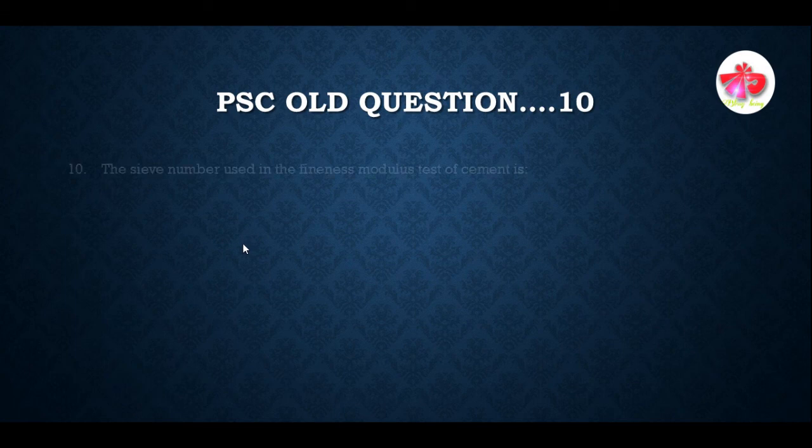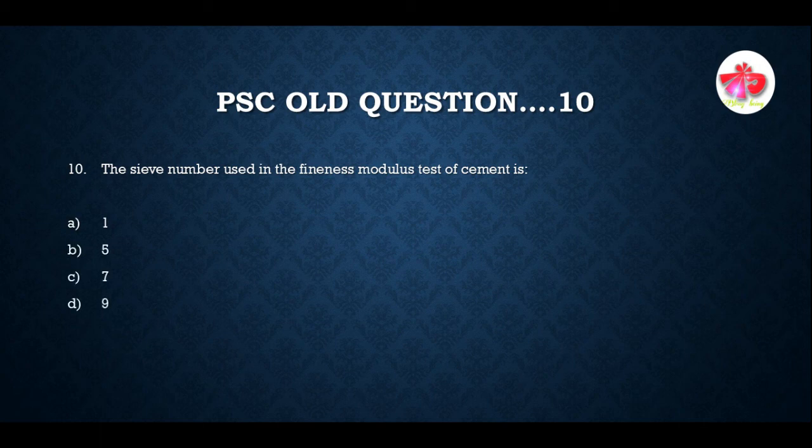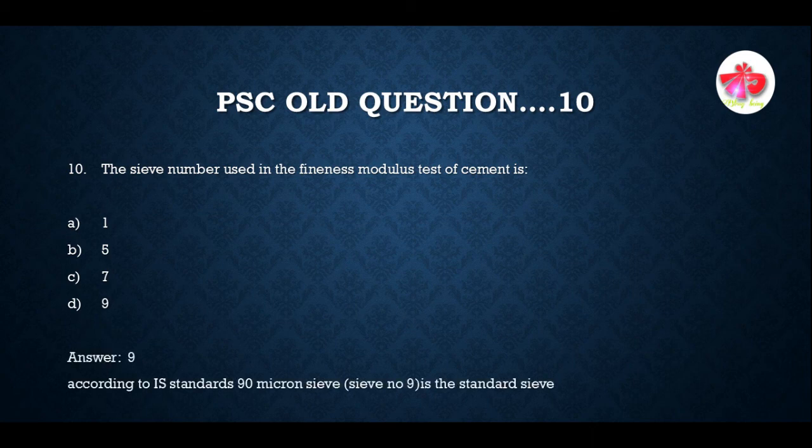Likewise, in question number 10, the sieve number used in the fineness modulus test of the cement is what? Option A is 1, option B is 5, option C is 7, and option D is 9. So friends, the correct answer of this question is option D, that is 9. So according to IS standard, 90 micron sieve, that is sieve number 9, is taken as the standard sieve.